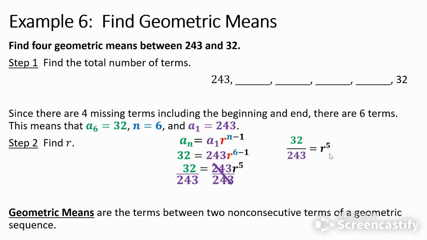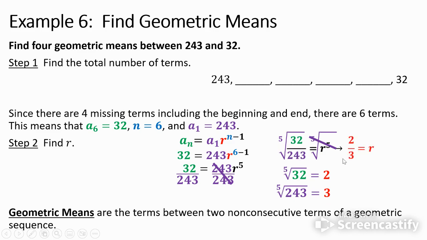What we've also learned is to get R completely alone, and to get rid of an exponent of 5, we need to take the 5th root of each side. On the right side, the 5th roots will cancel each other out. And on the left side, we need to take the 5th root separately of both the numerator, the top, and the denominator, the bottom. That means I need the 5th root of 32, which with manual computation or with a calculator, I find out is 2. The 5th root of the bottom, or 243, comes out to be 3. So when I take the 5th root of 32 over 243, my final answer is 2 over 3.